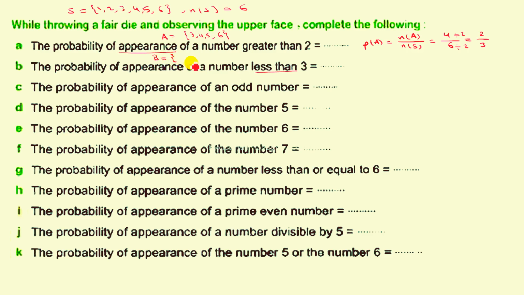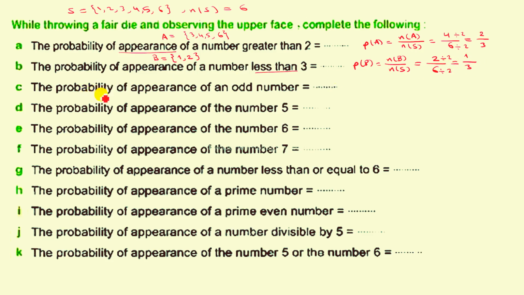What are the elements that are less than 3 on the die? 1 and 2. That's correct. يبقى probability of B is equal to number of elements of event B over number of elements of the sample space. Event B has 2 elements, sample space 6. هنعمل simplify dividing by 2, numerator and denominator divided by 2. 2 divided by 2 1, 6 by 2 3.